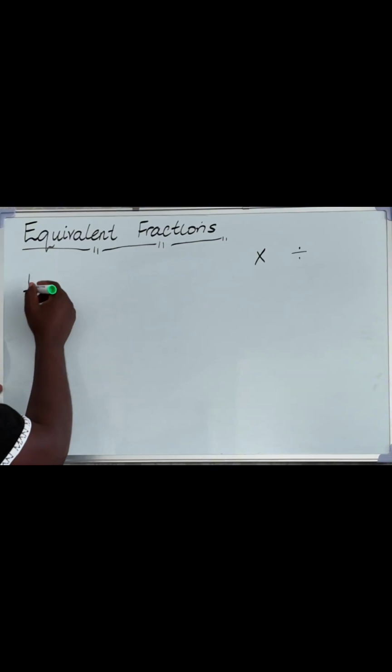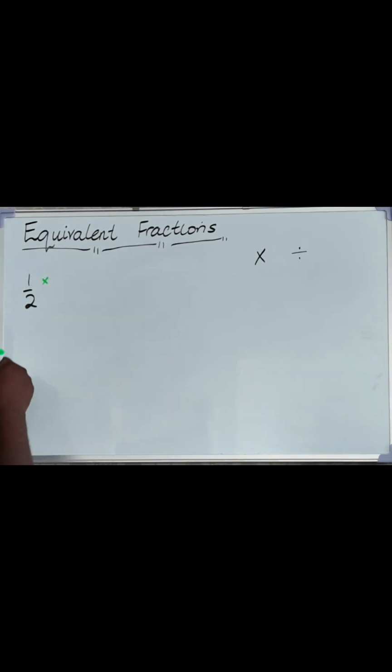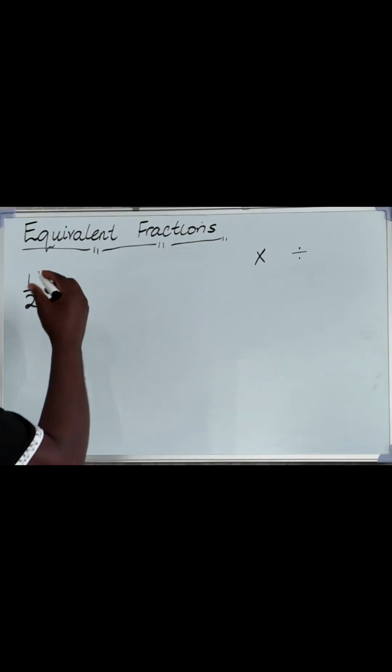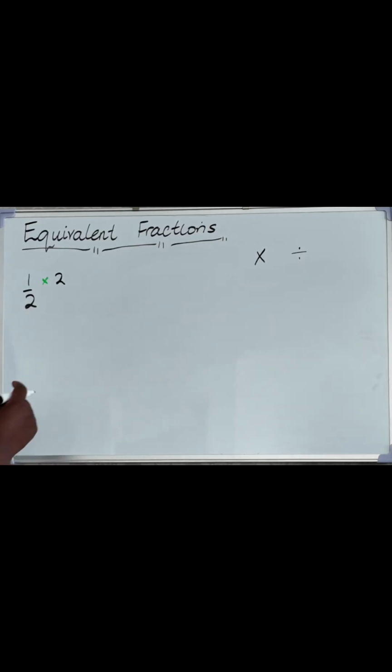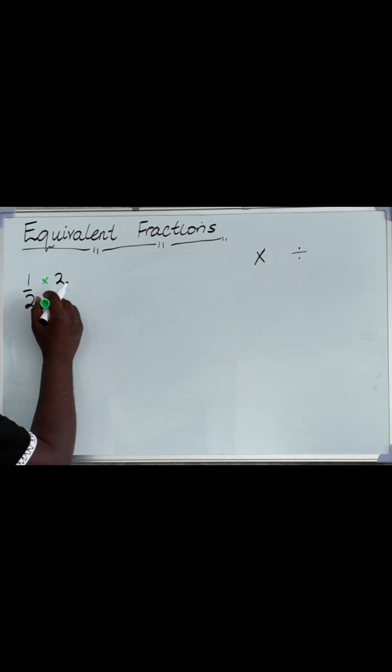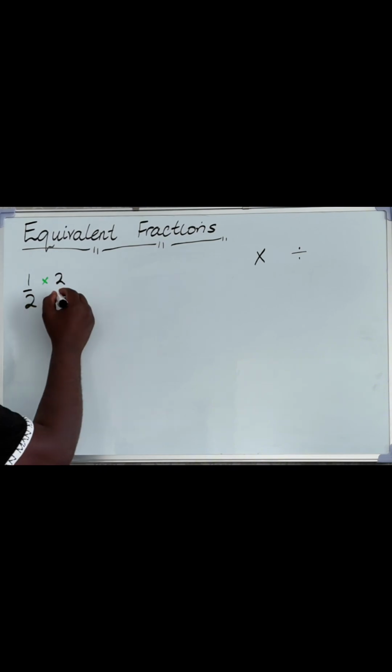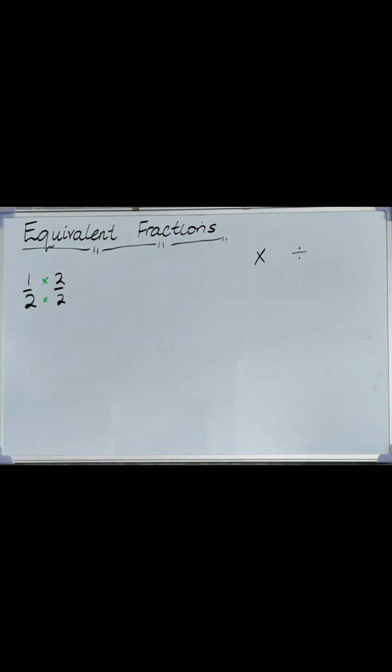So we are going to say a half multiplied by 2, right? Then because we're multiplying by 2 there, we also have to multiply the denominator by 2. Because whatever we do to the numerator, you also do to the denominator. That's the rule when you're dealing with fractions. If you multiply the numerator, you also have to multiply the denominator by the same number.